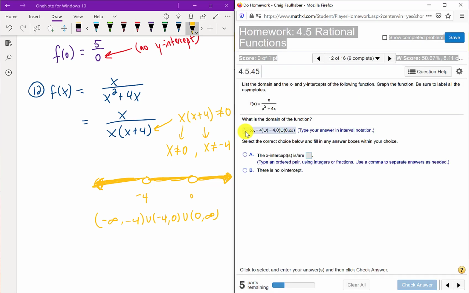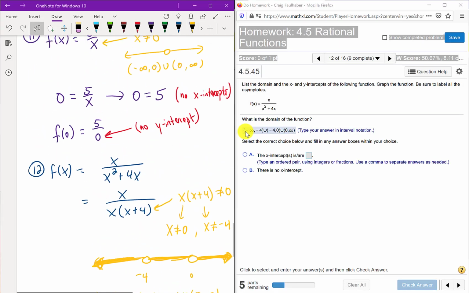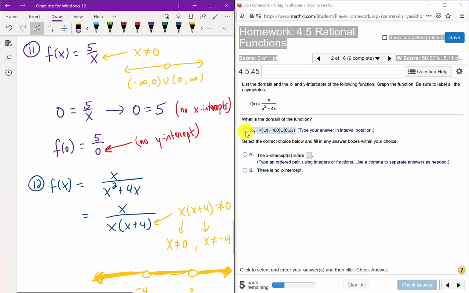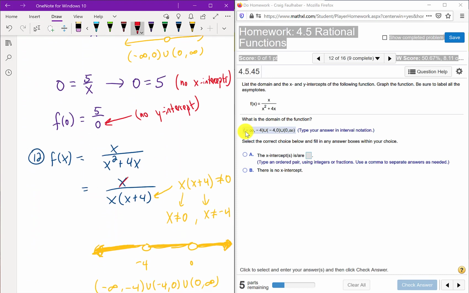Okay, so how about x-intercepts? Well, our notes right up here, again, said that to find x-intercepts, we set y equal to 0, or after simplifying, just set the numerator equal to 0. Well, if we simplify this thing, and we should, let's write down what happens when we cancel the factor of x from both the numerator and the denominator. We get 1 over x plus 4.